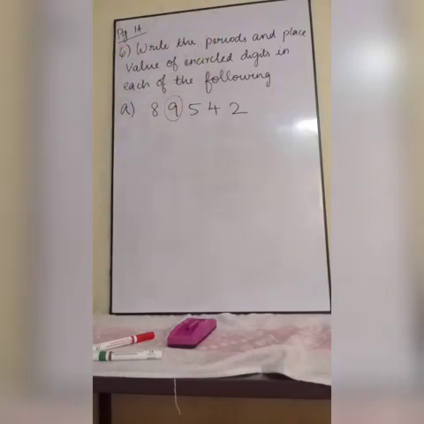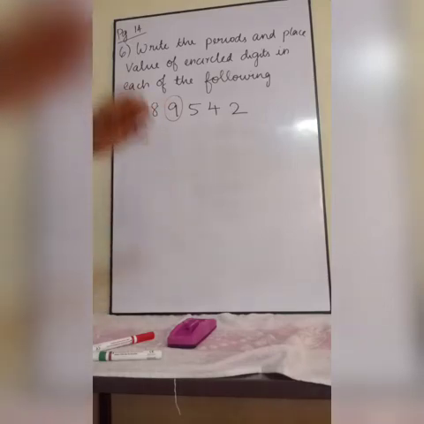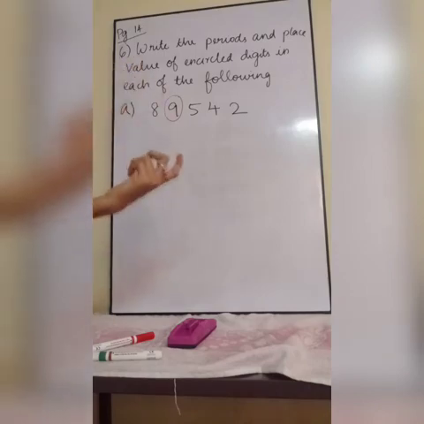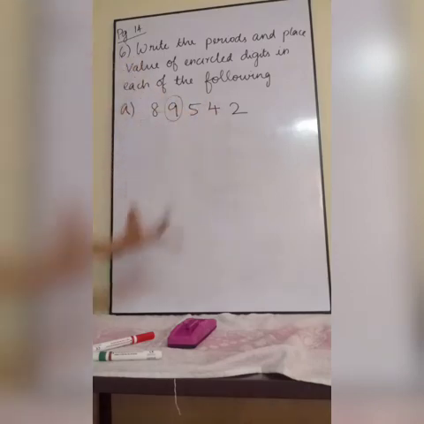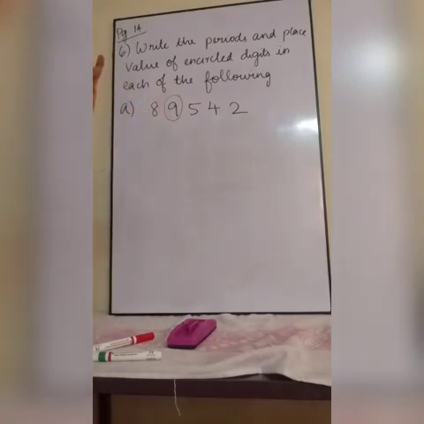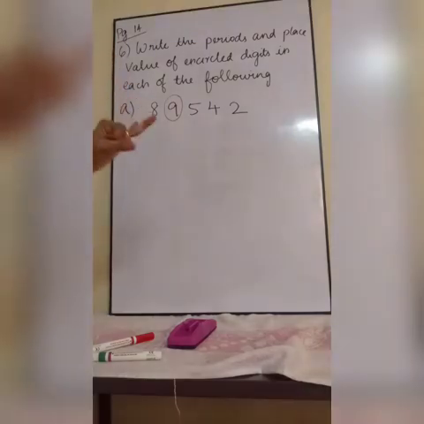To this question, sixth question, okay. Write the periods. Periods means what? It is groups. You are going to segregate them using commas. Whenever you hear the word periods, you should separate them in groups by commas. Then write the place value of the encircled digit. That's all the question is. You have to write it in periods, then find the place value of the circled digit.